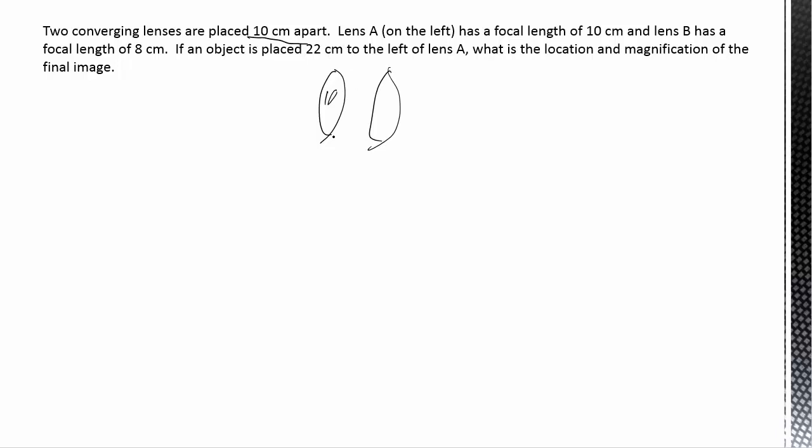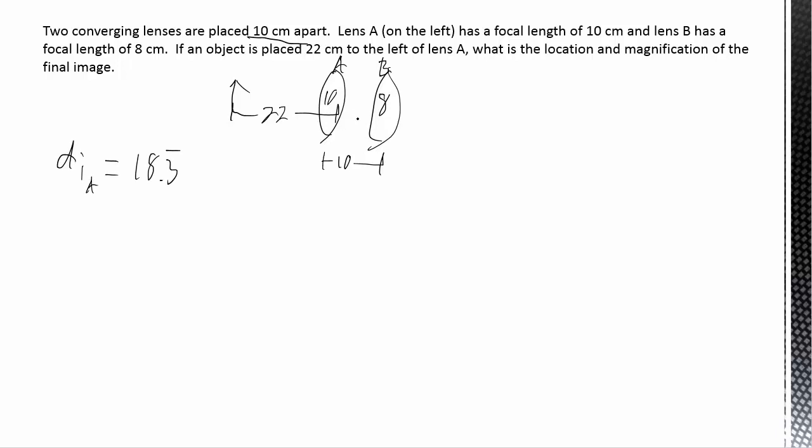So this guy has a focal length of 10. This is now a distance of 10 instead of 45. This guy still has a focal length of 8, and we still have our initial object over here at 22 centimeters. Now, moving lens B closer, again, doesn't affect what goes on with lens A, so we don't even have to do our calculation again. We know already that the image distance from lens A was 18 1/3.